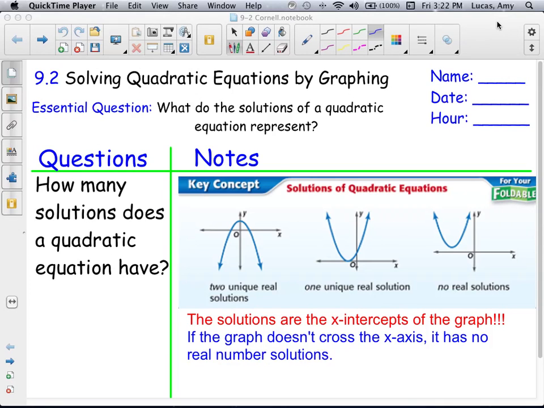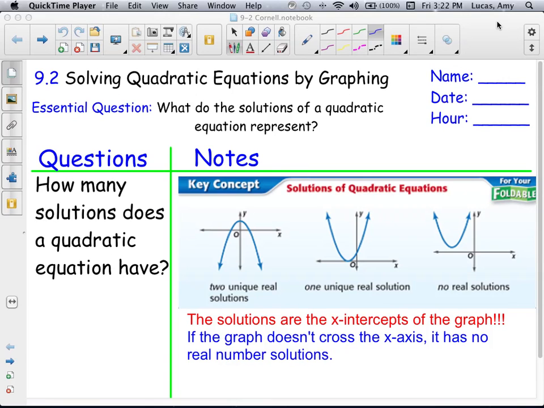Lesson 9.2, Solving Quadratic Equations by Graphing. Our essential question is, what do the solutions of a quadratic equation represent? Our vocab word says, how many solutions does a quadratic equation have?